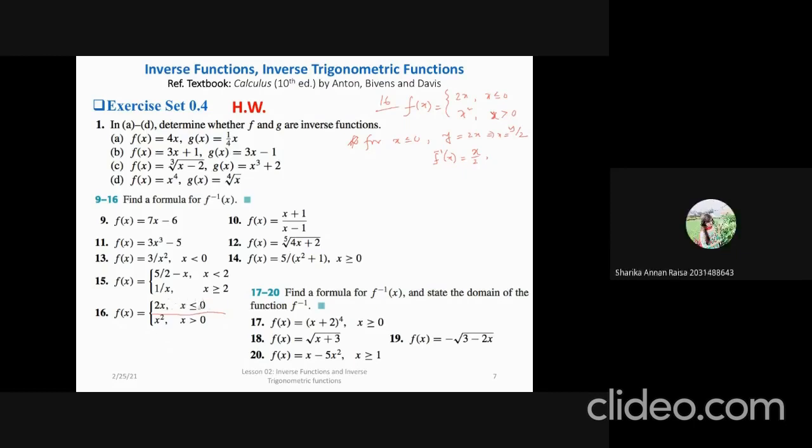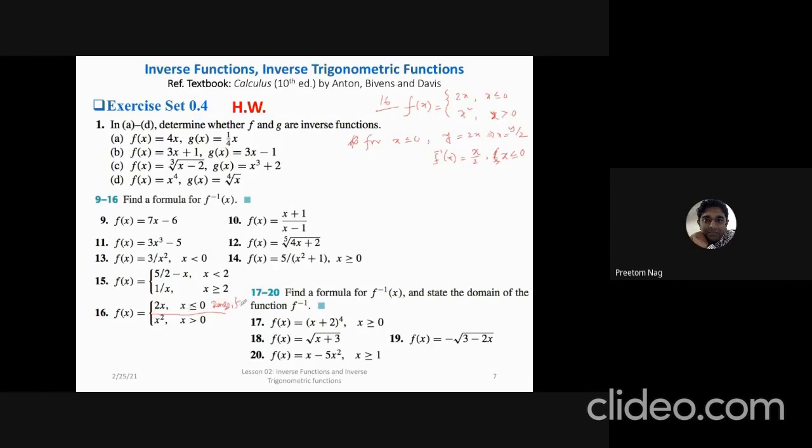If x is less than or equal to 0, then what will be the range? 0 to infinity? No. Minus infinity to 0. That is the range of this function, right? So for x less than or equal to 0, the domain is x less than or equal to 0. What is the range of f for the first case?